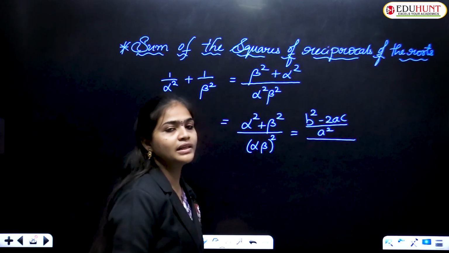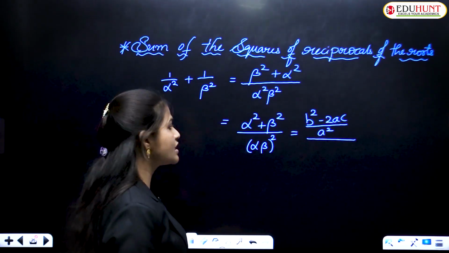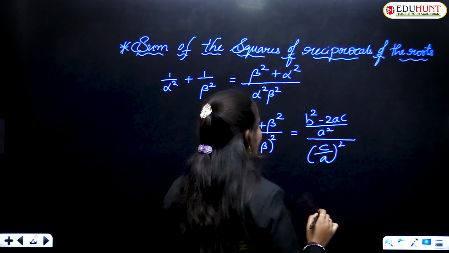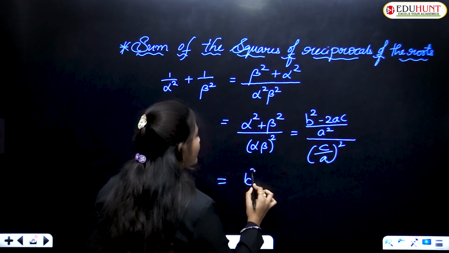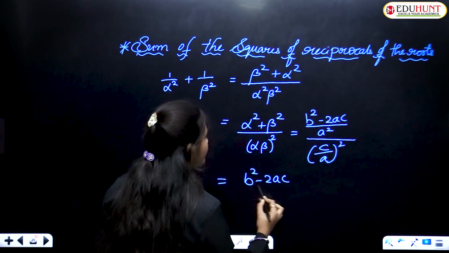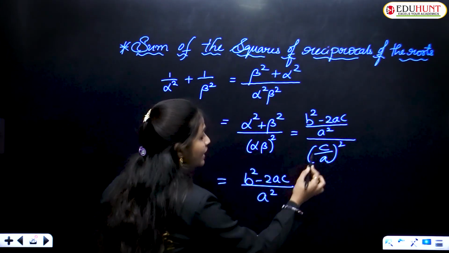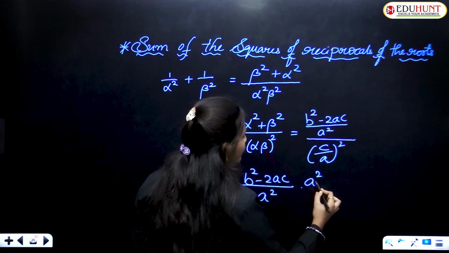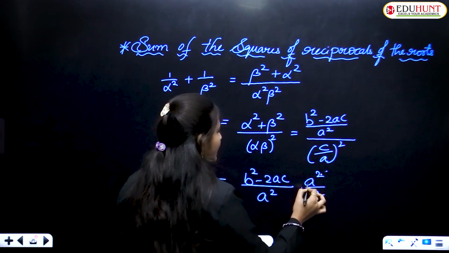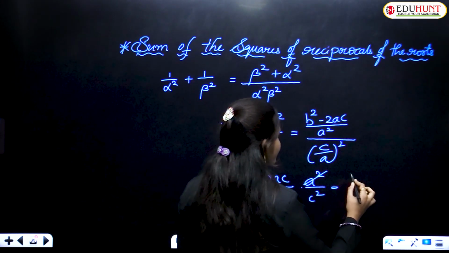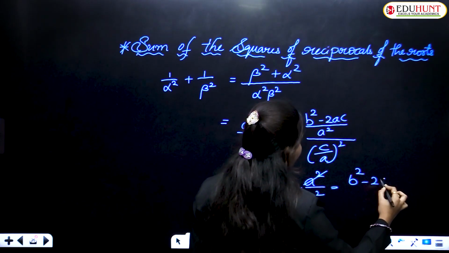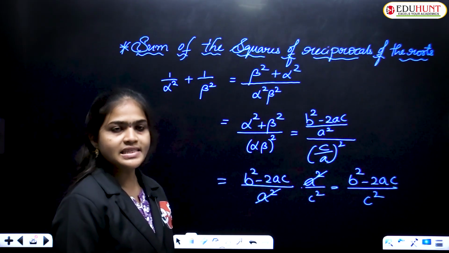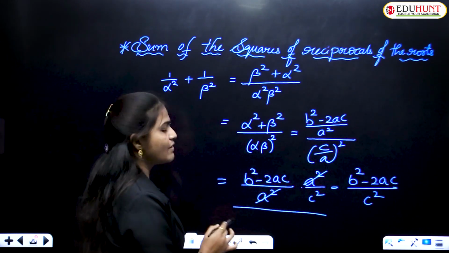And what is the formula for alpha beta? Alpha beta whole square is c by a whole square. So this equals b square minus 2ac by a square into its reciprocal. c by a whole square means c square by a square, whose reciprocal is a square by c square. So a square and a square get cancelled, which equals b square minus 2ac by c square. So this is the value.